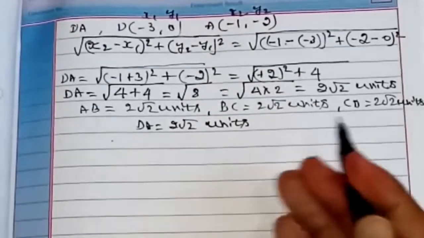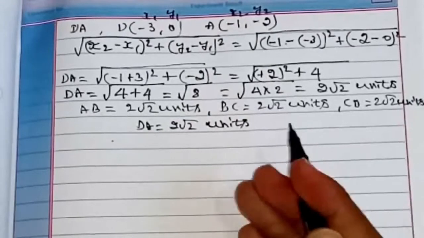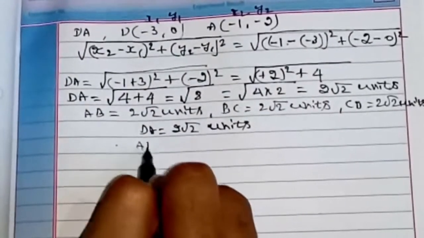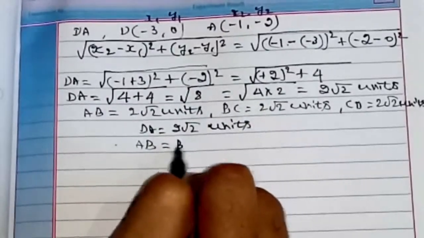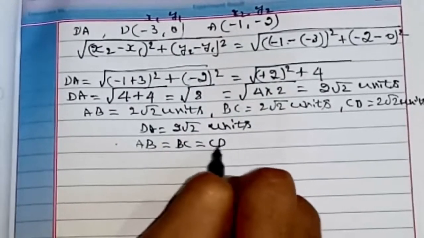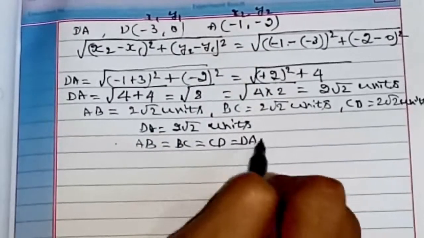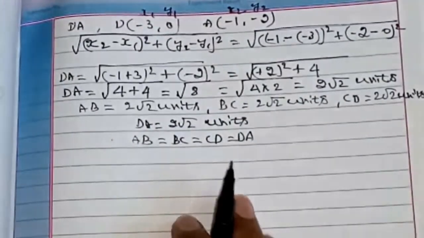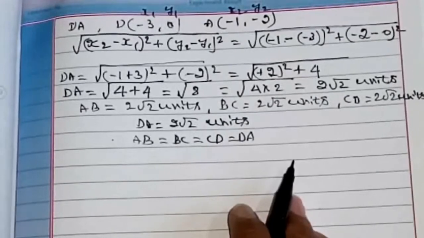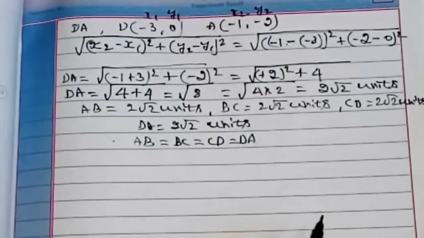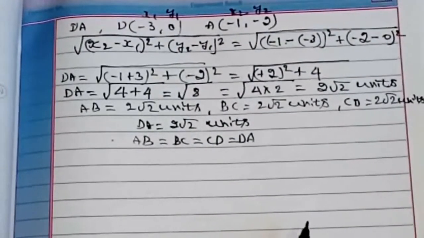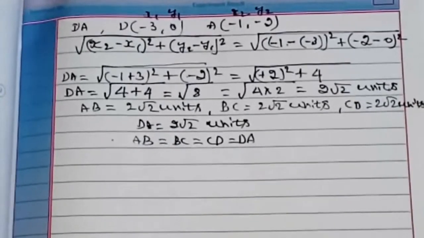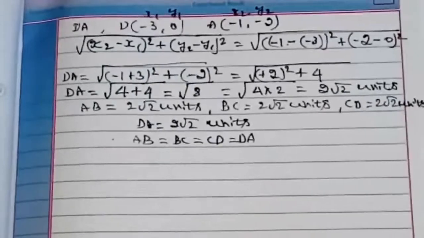So therefore, it may be a square or it may be a rhombus, children. So I can write like this, right? AB is equal to BC is equal to CD is equal to DA. So all the sides of the quadrilateral are equal, and it may be a square or a rhombus. How will you identify whether it is a square or a rhombus? By identifying the distance of the diagonals, right?